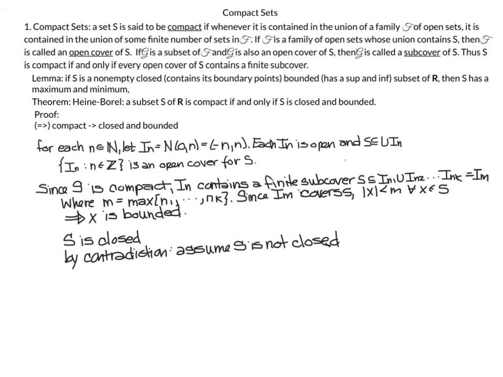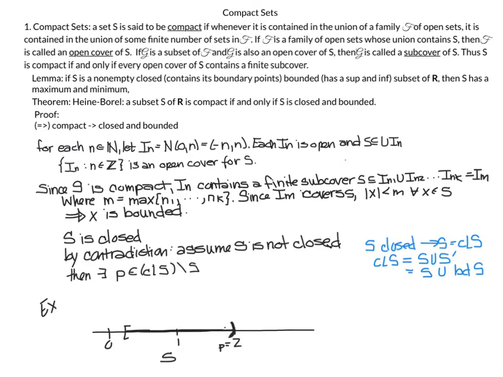To show that S is closed, we're going to do that by contradiction. We're going to assume S is not closed. And remember, S is closed means that S is equal to the closure of S. The closure of S is equal to S plus its accumulation points. Another way of looking at that is S plus its boundary points. So that must mean we have something out there that's an accumulation point and not in S. So in other words, we have some point P that keeps it from being closed. So that point P is in the closure of S, but is not in S.